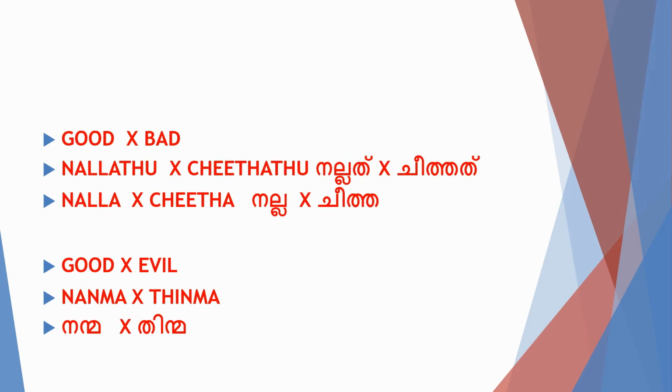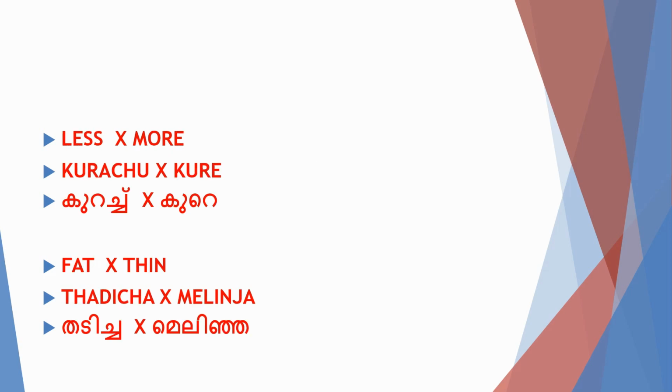Good, bad. Good is nalladu, bad is cheetadu. When used as an adjective, it is nalla, and the opposite is cheetha. And when you say good and evil, it is more like virtue and evil. It will be nanma, and evil is tinma. So nanma, tinma.